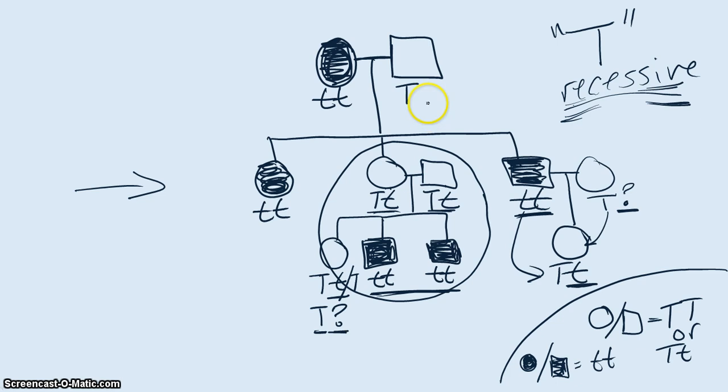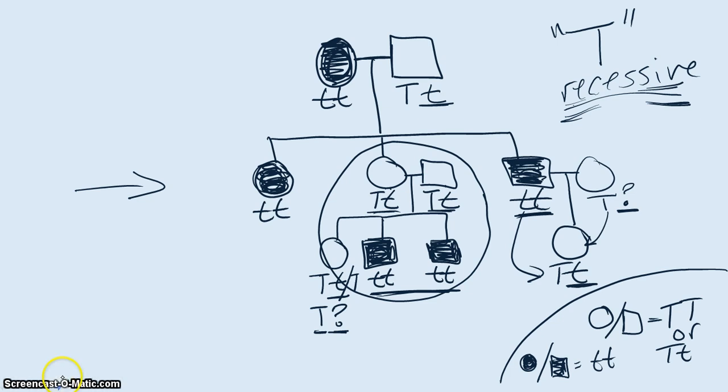So we only have one person left here, and that's Grandpa at the top. Now, Grandpa, in order to have given birth to this daughter or this son, he has to have a little letter. So he's going to be big T, little t. So fairly straightforward as we go through our chart.